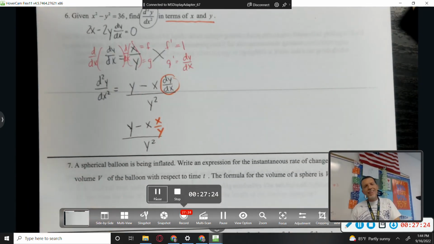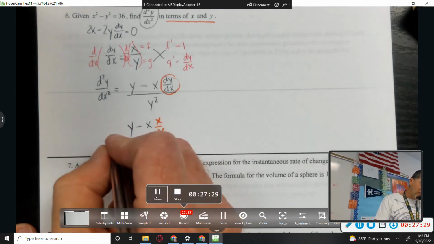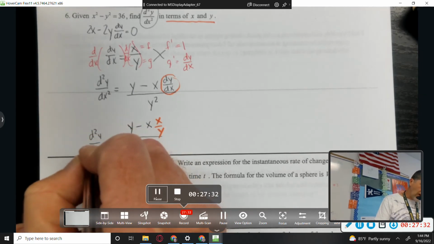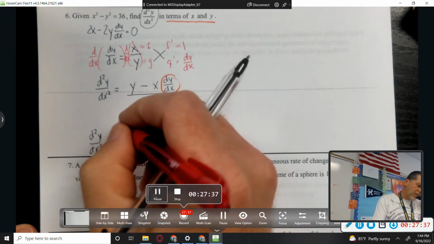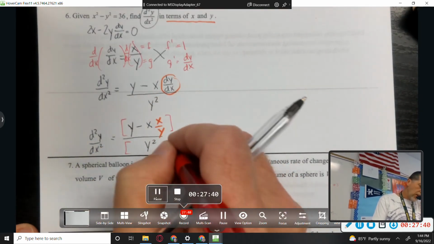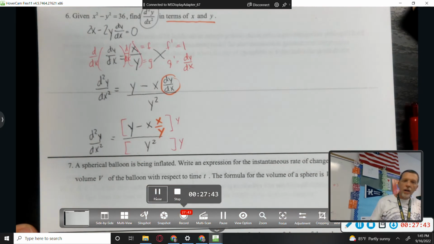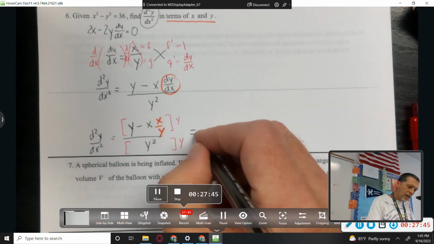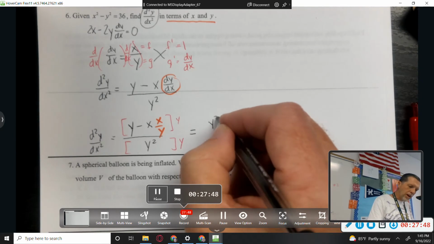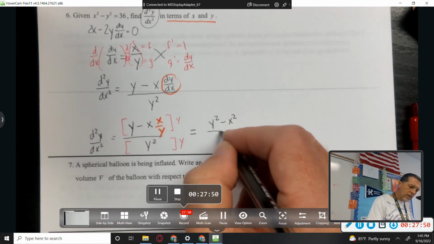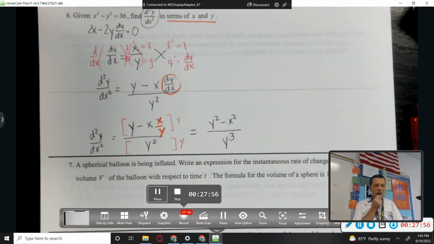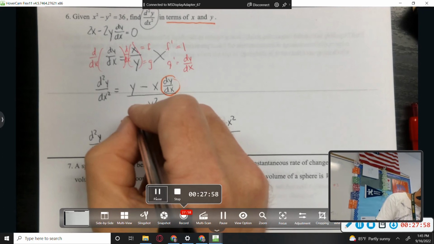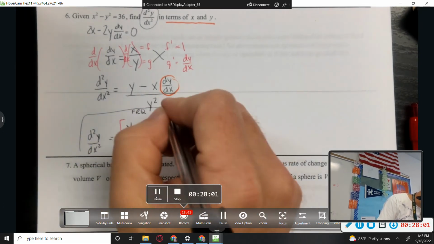And that looks okay. Like, free response, it's fine, because you've got it in terms of x and y. Multiple choice, though, they're going to clean that up, because they don't want fractions and fractions. So I could multiply the top and the bottom by y. So that would be y squared minus x squared over y cubed. Back up. Free response answer was that one.